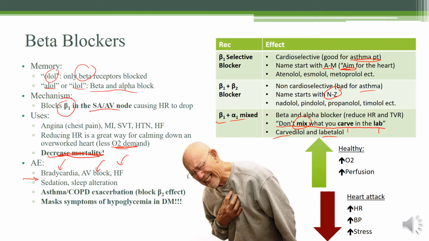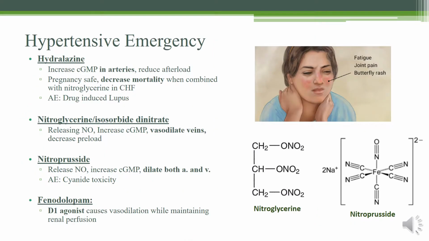Something else, if it affects beta 2, as we've talked about before, it can be damaging to people with asthma or COPD. And it can also mask the symptoms of hypoglycemia. Hypoglycemia is often tachycardia and whatnot. So if you don't get the tachycardia, you may not know that you're hypoglycemic when you're a diabetic.